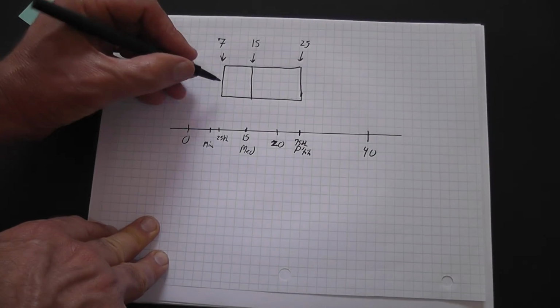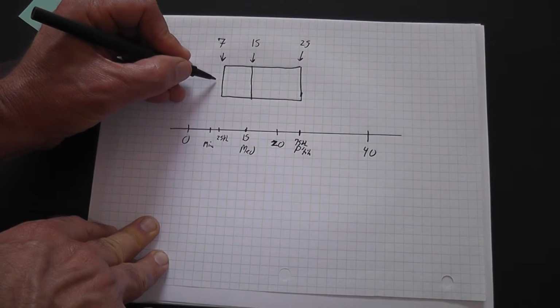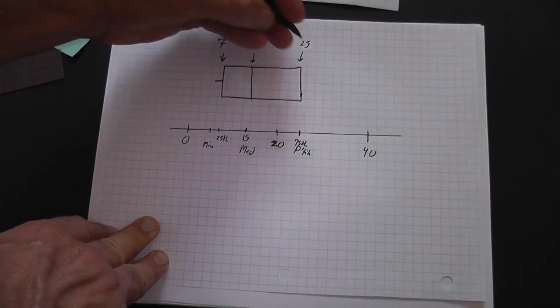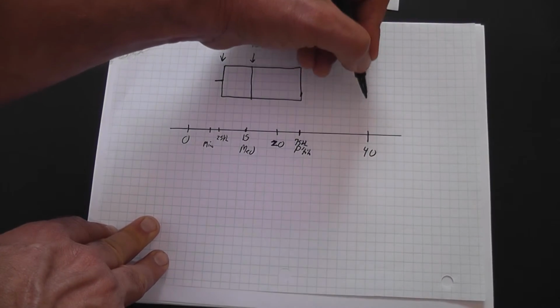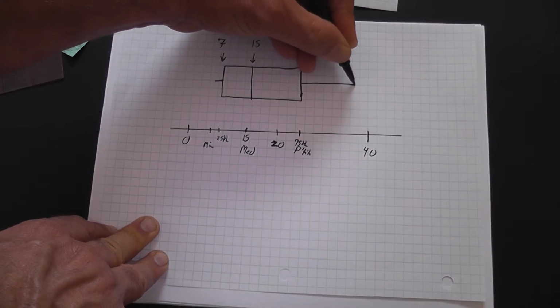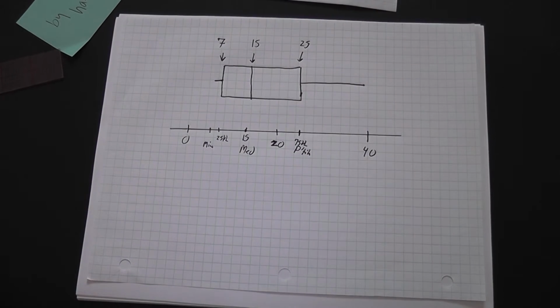Now what we're going to do is we're going to draw a line from here all the way to the minimum. The minimum only goes to 5, so that's not going to be a very long tail. But the maximum goes all the way to 39, so that's 38, that's 39, so that's going to be right there. Go all the way to there. And there's your box plot. That's how you draw the box plot.